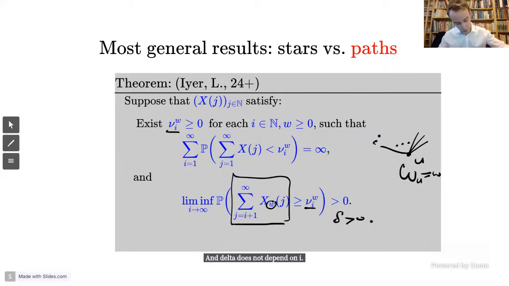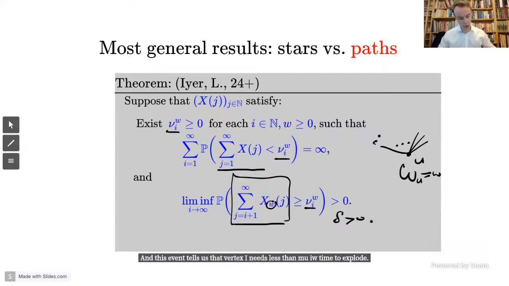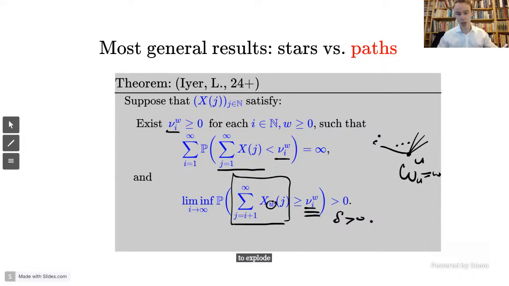At the same time, we have this first condition here, and this infinite sum we will think of as the time that child I needs after it is born to produce an infinite number of children itself. And this event tells us that vertex I needs less than mu IW time to explode. So if U has produced its ith child and then still needs mu IW time to explode, but this child I itself needs less than mu IW time, then it is clear that this individual I will win from its parent.